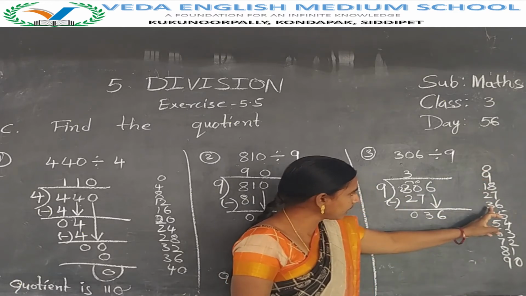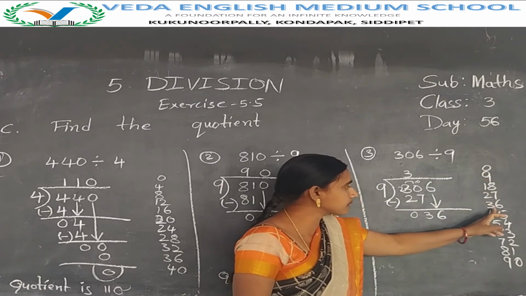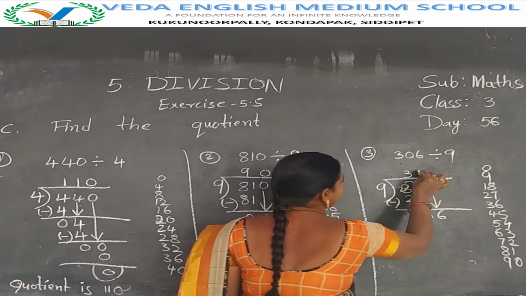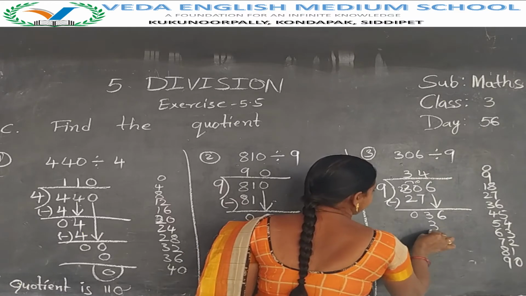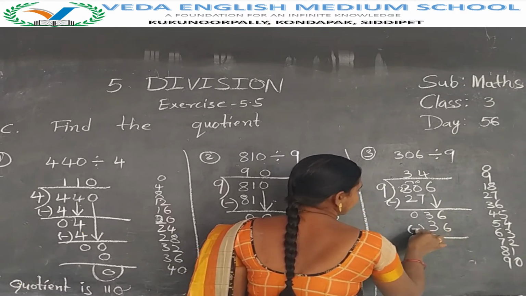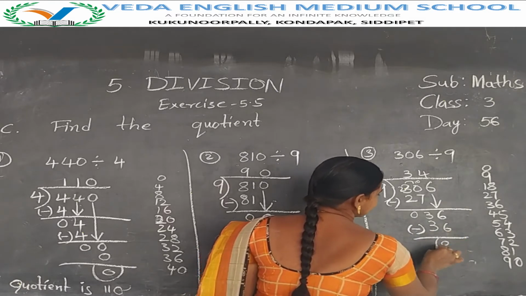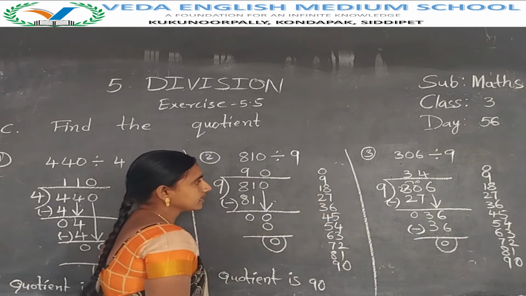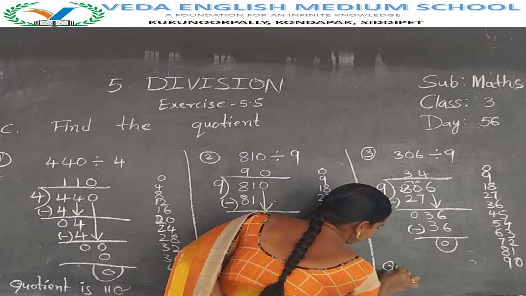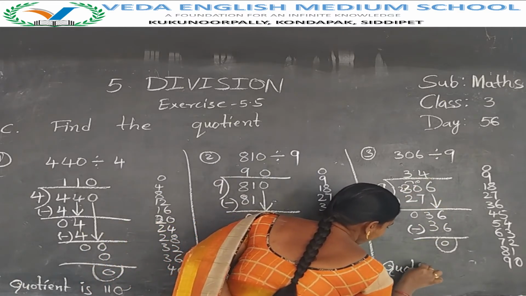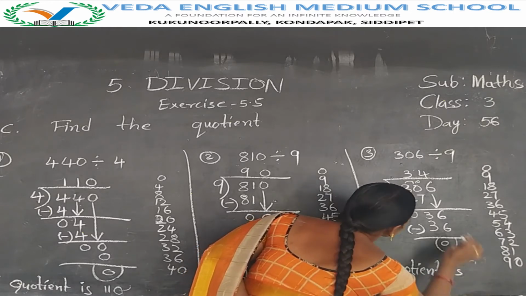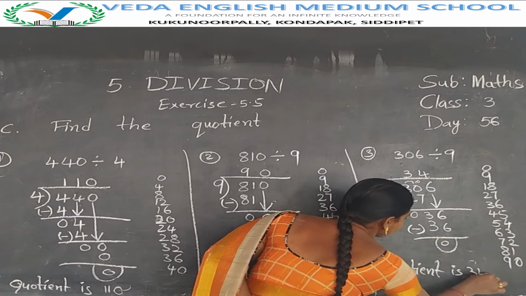Here, how many times 9? 4 times. 4 times 9 is the 36. So 9 fours are 36. Okay. Now do the subtraction. 36 minus 36 is the 0. How much is the quotient? 34. So now write here, quotient is 34. Okay.